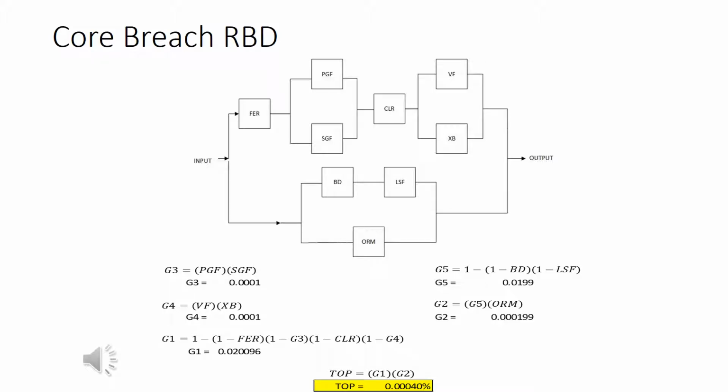The core breach reliability block diagram depicted describes what was shown on the previous slide with the two instances that had to happen for the core breach to occur. Therefore, they're depicted in parallel. The reliability was calculated and found to be, the top level event was found to have a probability of occurrence of 0.0004%.